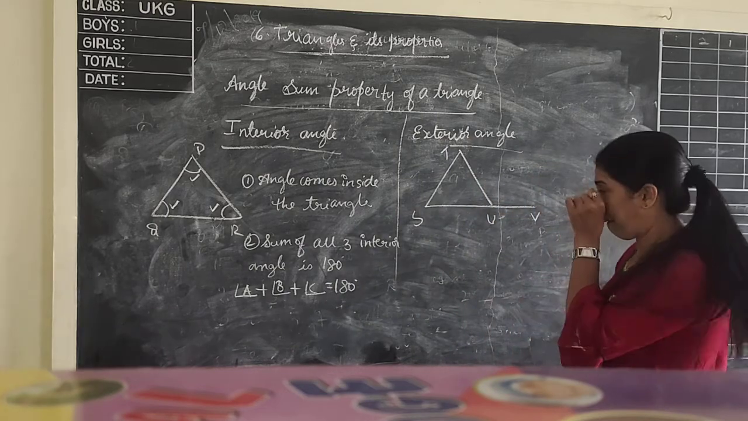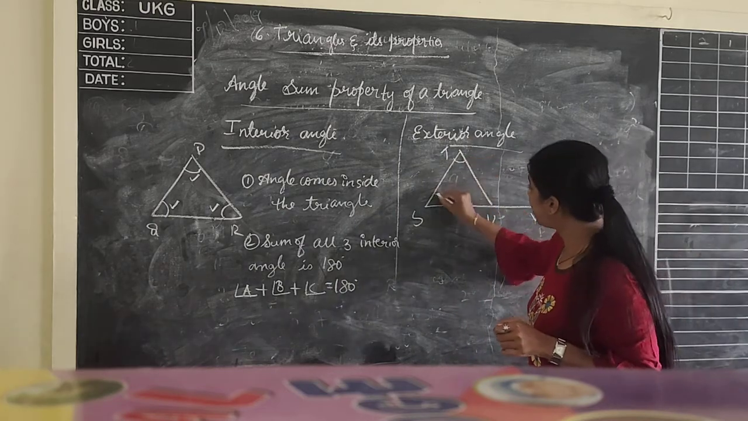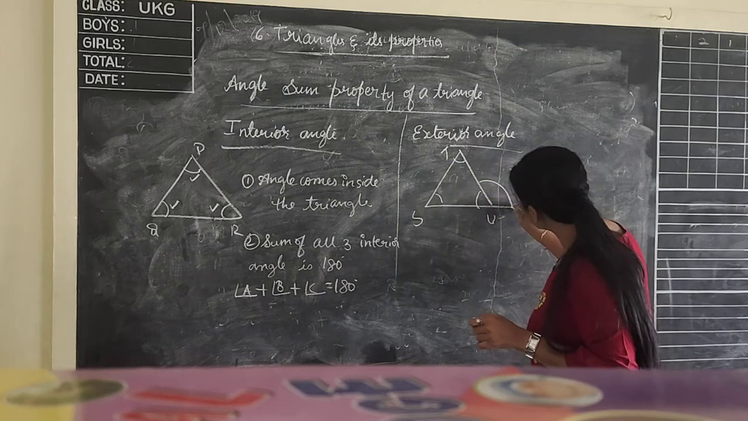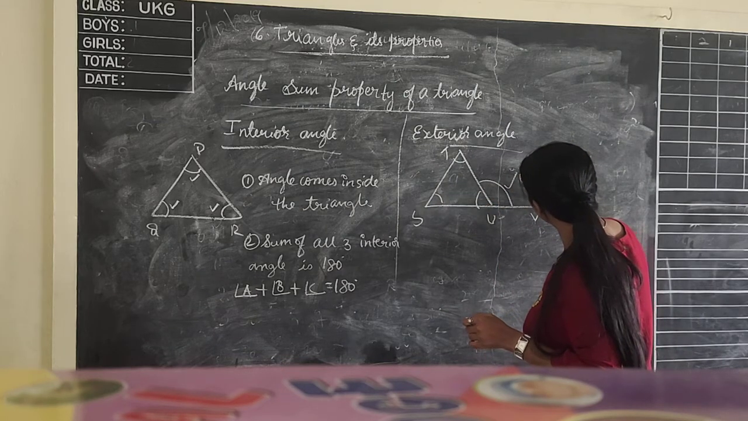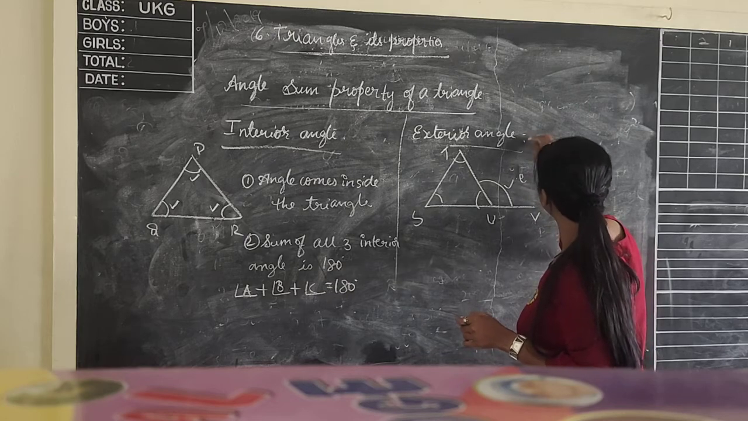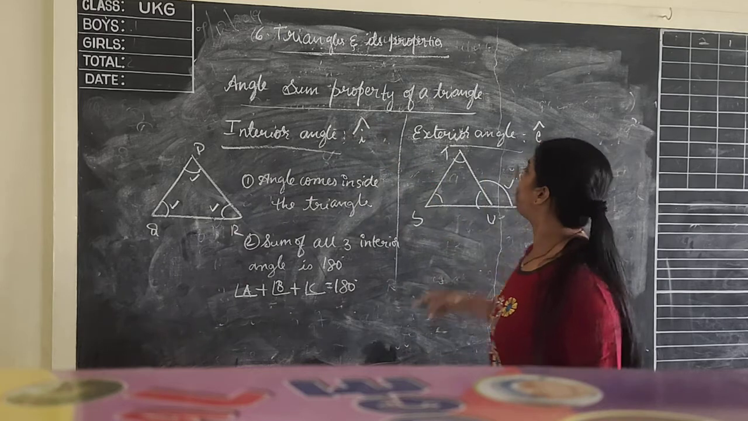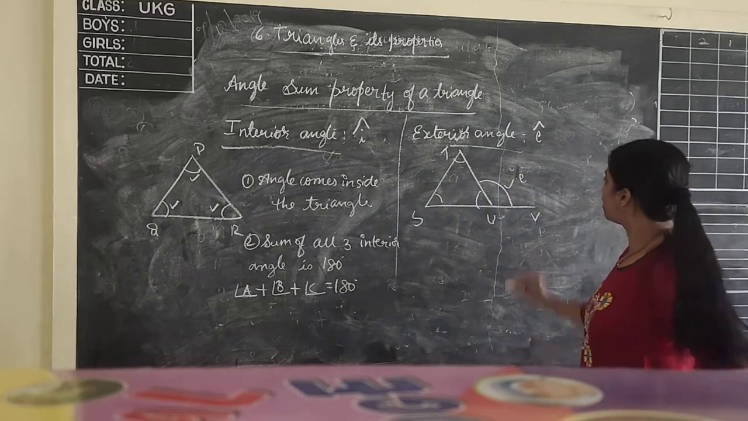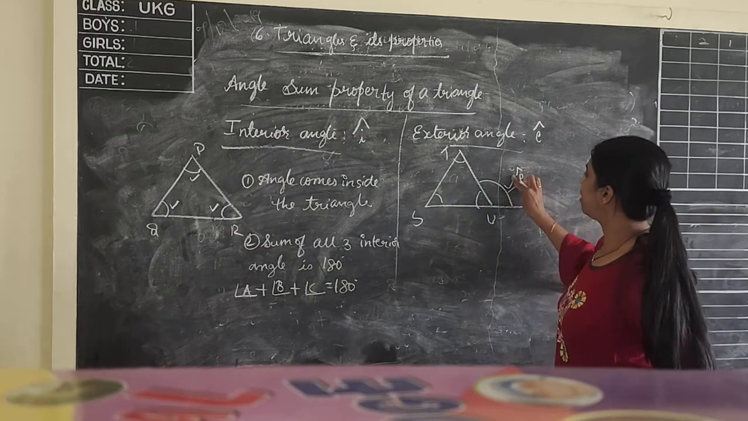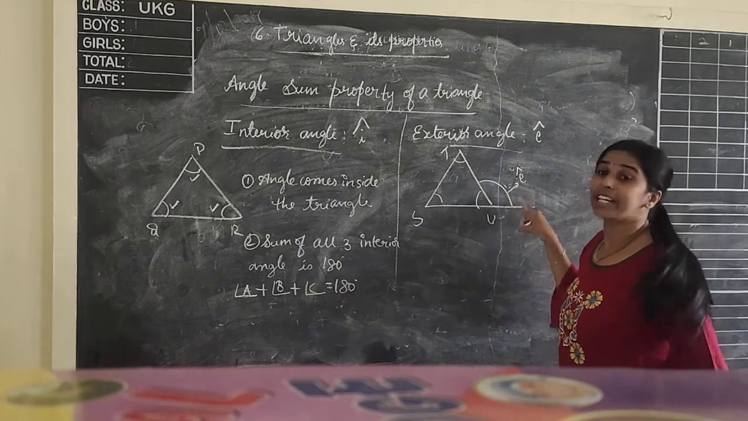It may be like this. Now see, these three are interior angles. What about this? This is an exterior angle. The short form of exterior angle is E cap, and the interior angle short form is I cap. This is the interior angle. This is the exterior angle.